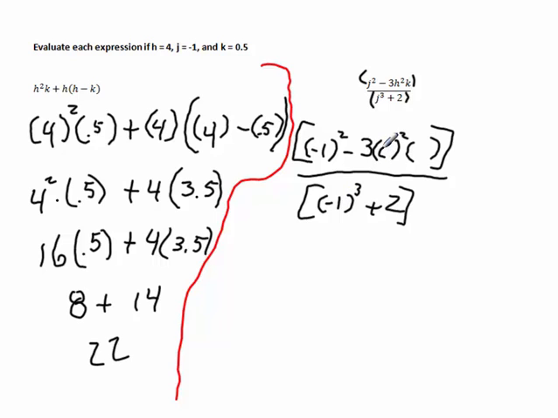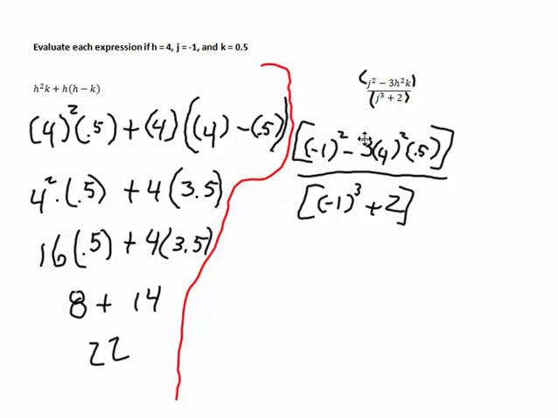The value of k is 4, so we put our 4 here. And, oh, excuse me, h is 4, and k is 0.5, so we put our 0.5 here. Now we can follow the order of operations. Well, the order of operations in this case, again, it's a little bit tricky. We want to do the entire numerator first and then the entire denominator second.